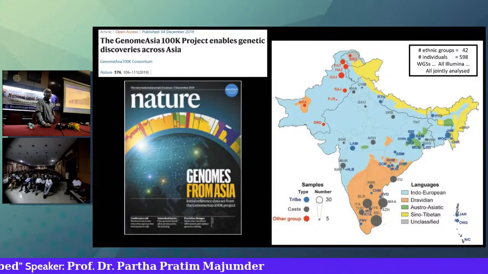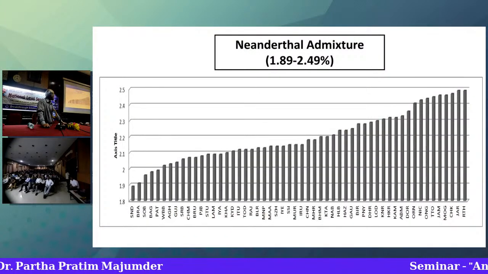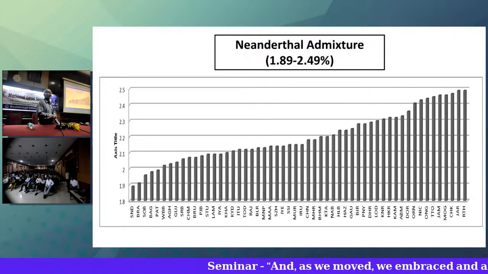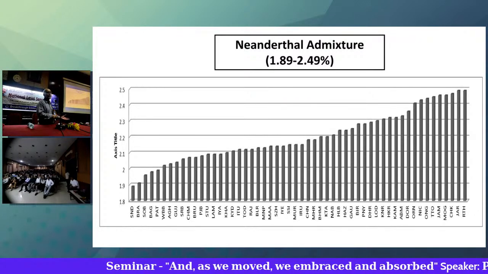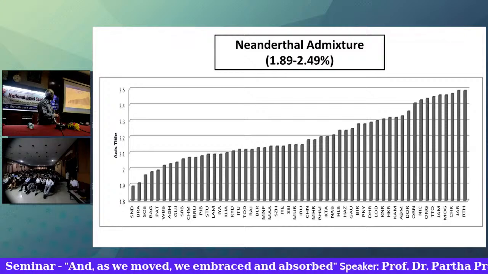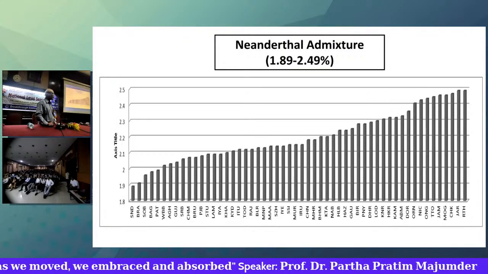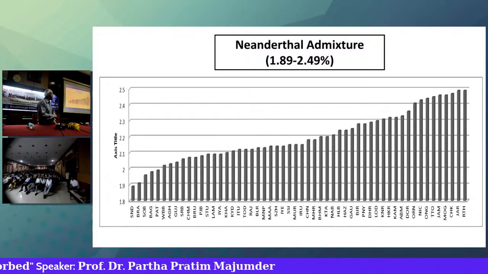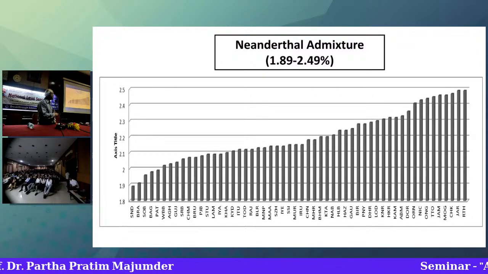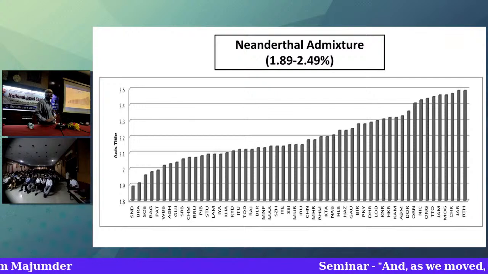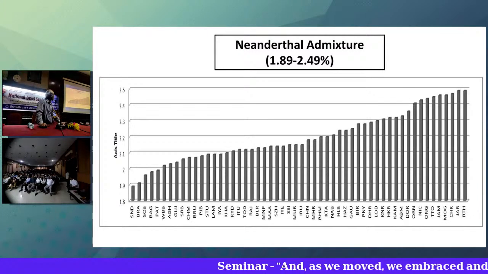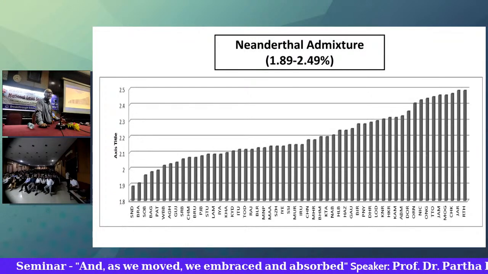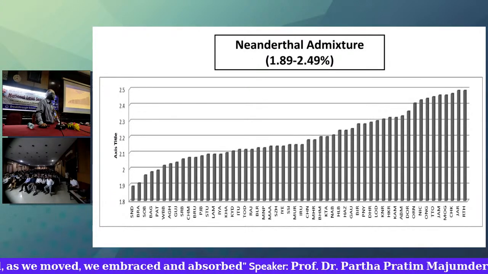I won't get into the details of the population structure of Asia or of India. What I do want to tell you is that we estimated the extent of Neanderthal and Denisovan admixture among population groups of India. So these are various population groups of India. The names of the populations have been coded, but it doesn't really matter. As you can see, overall it varies from about 1.9% to 2.5%. So about 2% to 2.5% is the extent of Neanderthal genomes that we carry amongst ourselves, population groups of India.